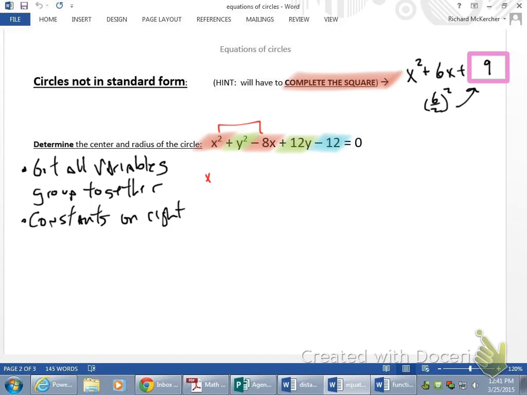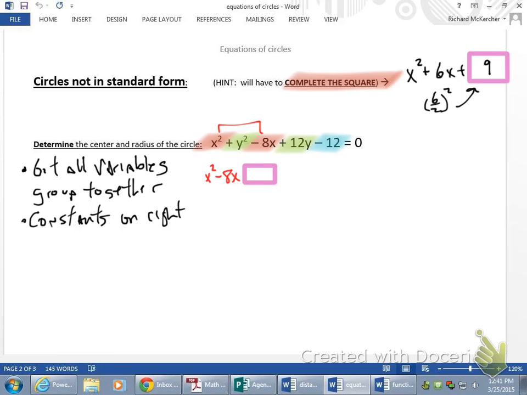So as you can see, I tried to group some of these together. The two x's need to go together. The two y's in green, they need to go together. And then this constant in blue actually needs to go over to the right hand side. So that's what we're going to start to do.